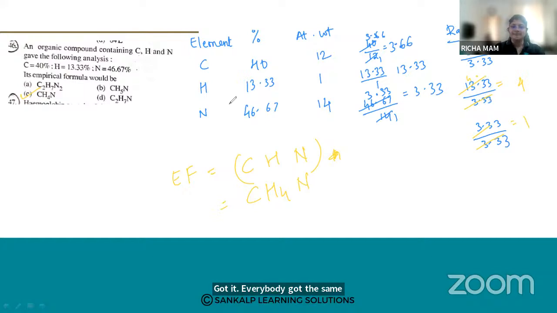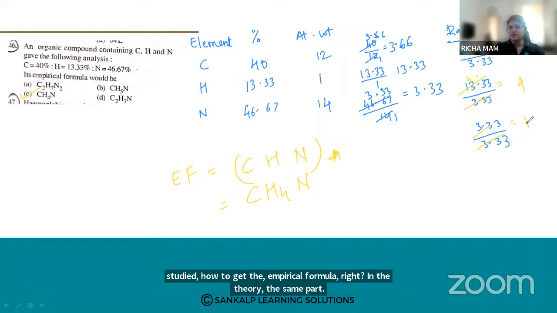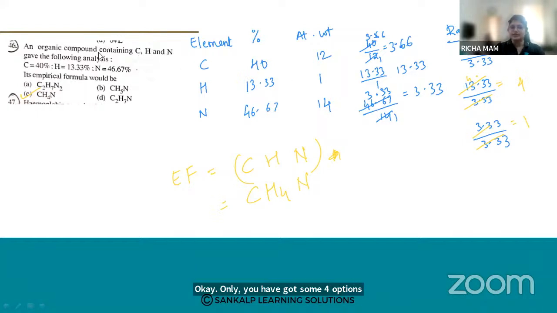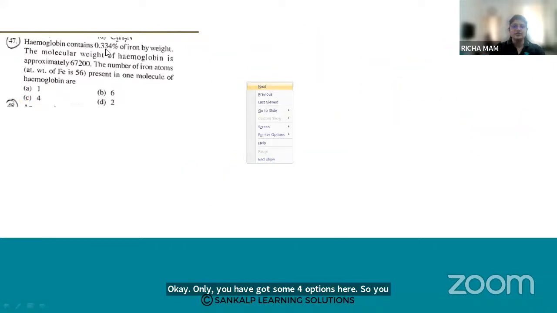Okay. So like this, you have studied how to get the empirical formula, right? In the theory, the same part. Okay, the same way, only you have got some 4 options here. So you have to tell the correct one. Okay, let us go for the next one.